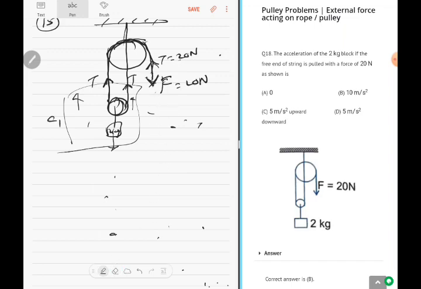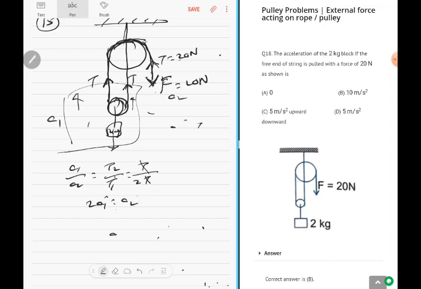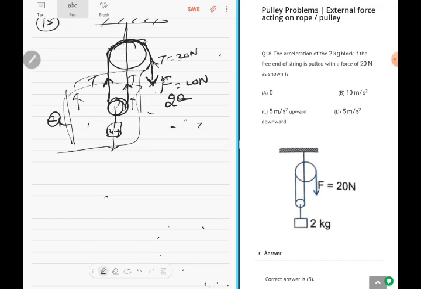Now can I find the ratios of the acceleration? Let's consider this is A1, A2. A1 by A2 is equal to T2 by T1, which is T by 2T. So therefore 2 times A1 is equal to A2. So if this is A, this is going to be coming down with 2A. And now let's do the free body diagram, which is in here. It's going to go up. So 2T minus 20 is equal to 2 into A.